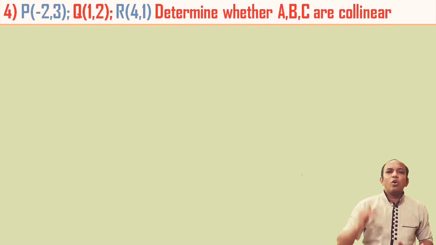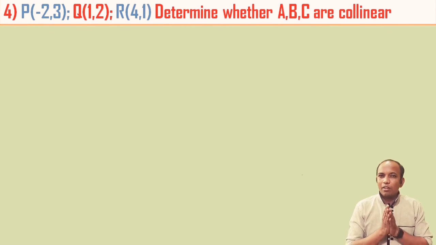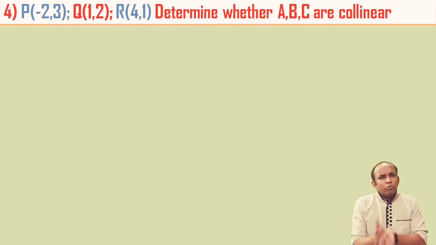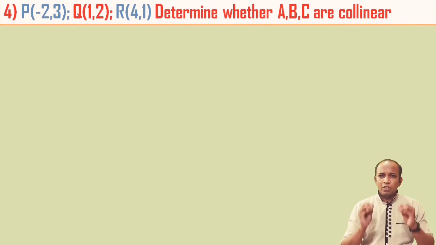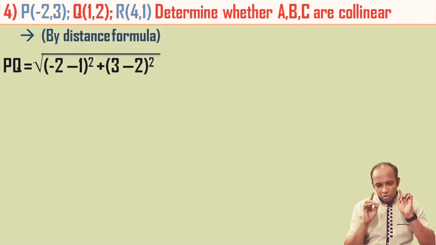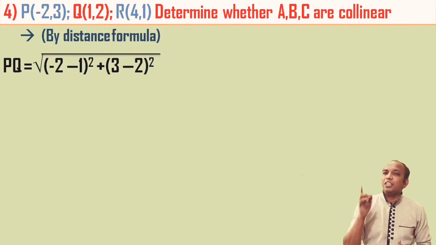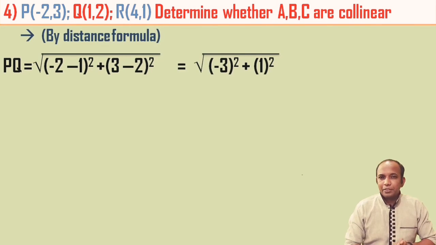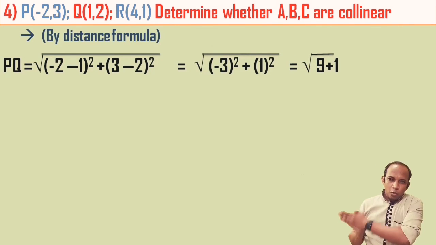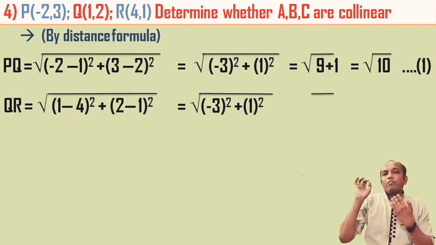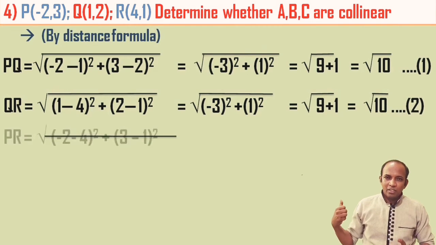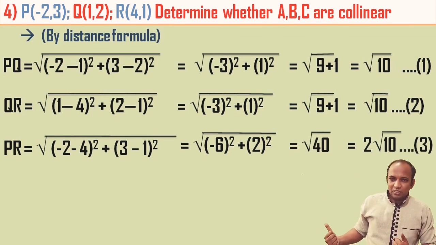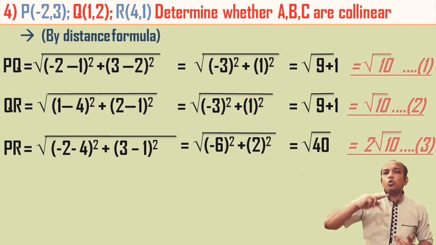After that, the next question is on the board. Here points P, Q, R are given to us, their coordinates are given to us, and we have to decide whether these points are collinear or not. So very first step, we will find the distances PQ, QR and then PR by utilizing the distance formula, and all the distances are on the board the way you are looking at it. Okay, so for PQ we have root 10, for QR we have root 10 again, and for PR we have 2 root 10, right?